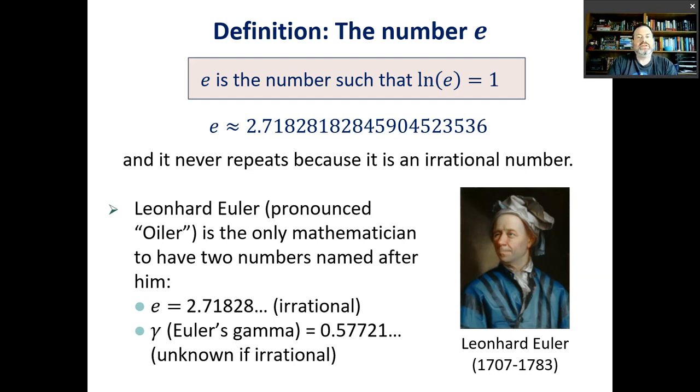So this is an irrational number. It never repeats. And this fella, Leonhard Euler, has two numbers named after him. So e is named after him, and he also has this other one called Euler's gamma. If you guys are big math fans, you can look into that. It's a pretty interesting number. It pops up a lot in science. e pops up absolutely all the time.